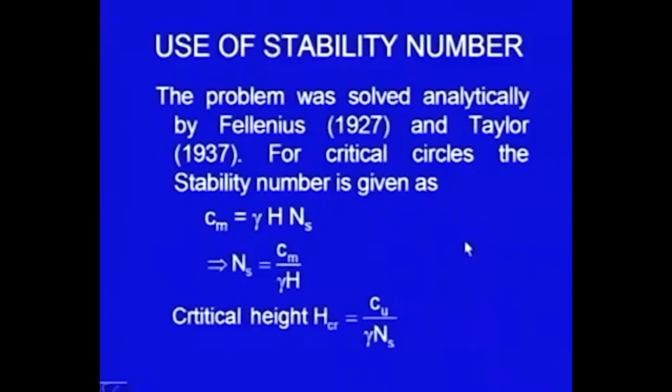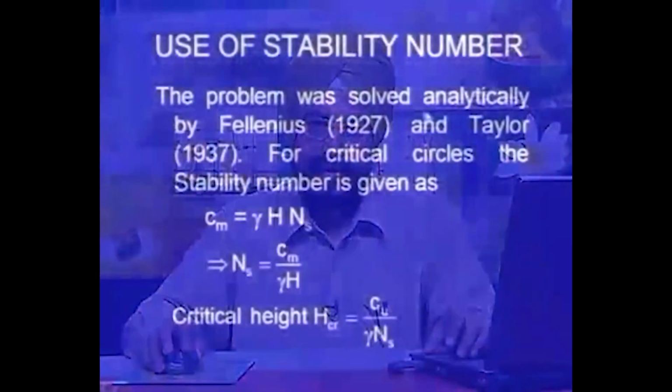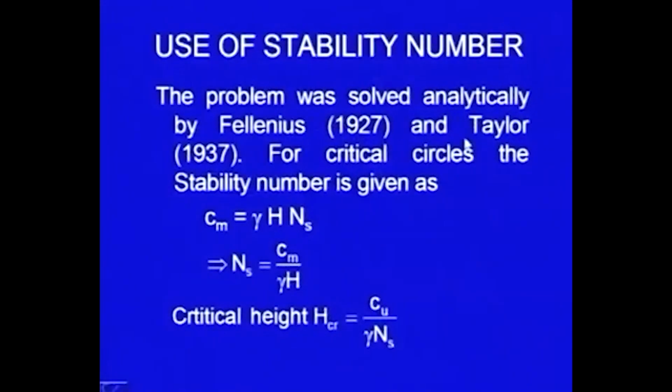Now, there is another way of solving these problems. This problem was solved analytically by Fellenius and Taylor, and for critical circles they have given the solution in terms of the stability number. The stability number is defined as Ns is equal to Ca upon gamma h. This we have already defined.